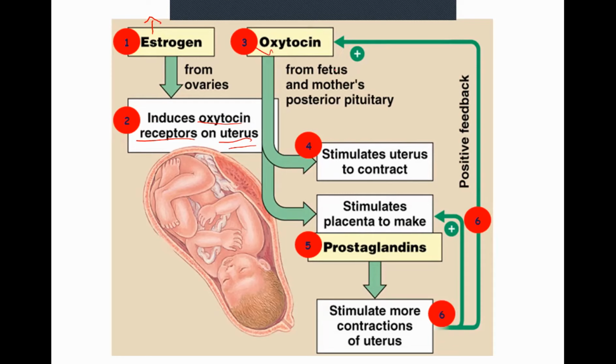Oxytocin is then released by both the fetus and the mother's posterior pituitary gland, where oxytocin stimulates the contraction of the uterus. The contraction of the uterus also stimulates the placenta to secrete the hormone prostaglandin. The function of prostaglandin is to enhance contraction of the uterus via positive feedback. So more contraction of the uterus happens. The more contraction of the uterus, the more prostaglandin will be released, as well as more oxytocin, until the baby is delivered. Okay.